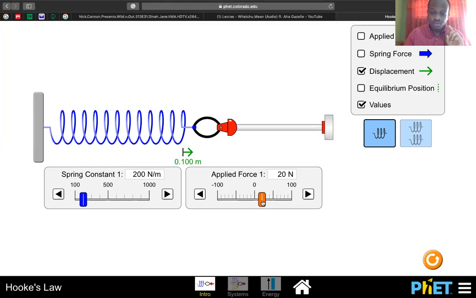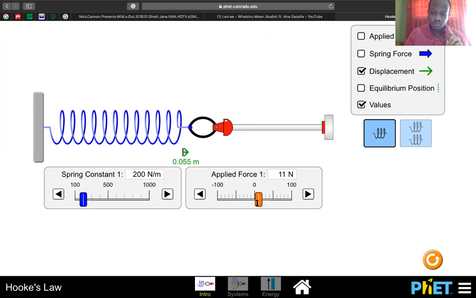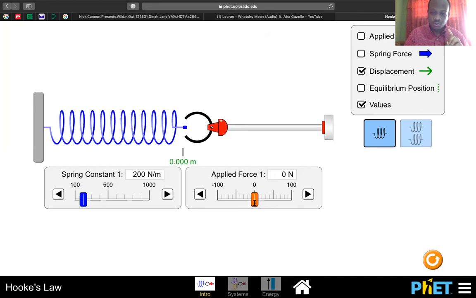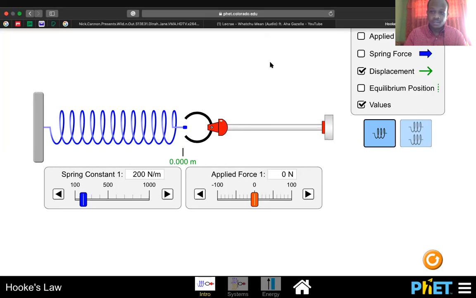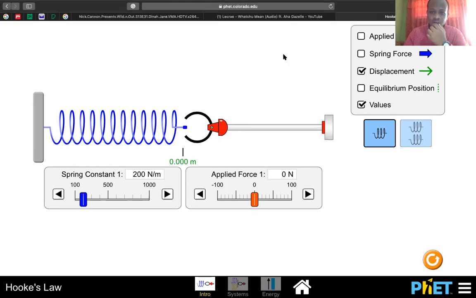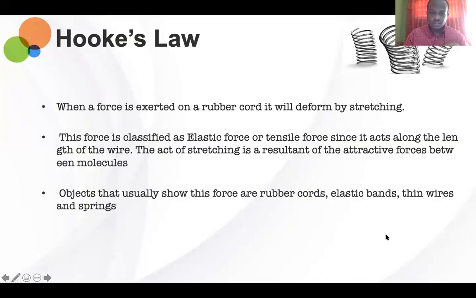Now, if we remove our force, we put it back at zero and let it go, you realize that it goes back to its original position. It doesn't change. That brings us now to Hooke's law. We can move now into the law that governs this.